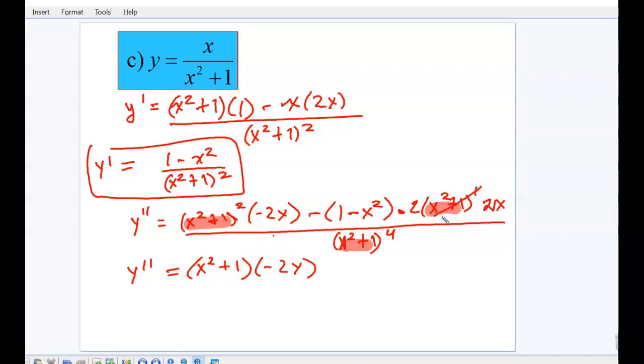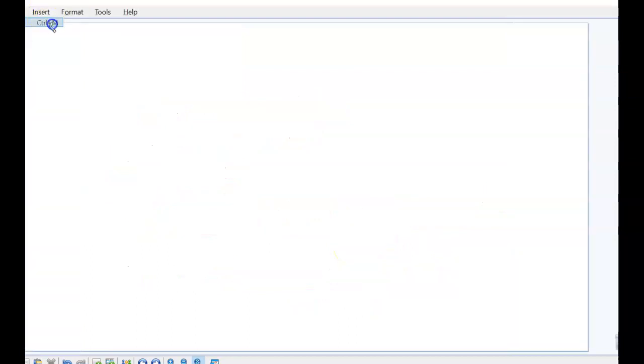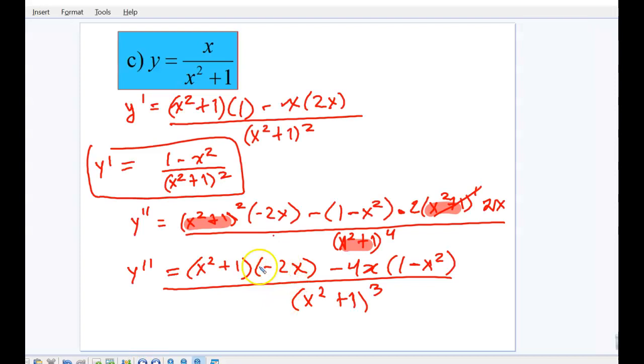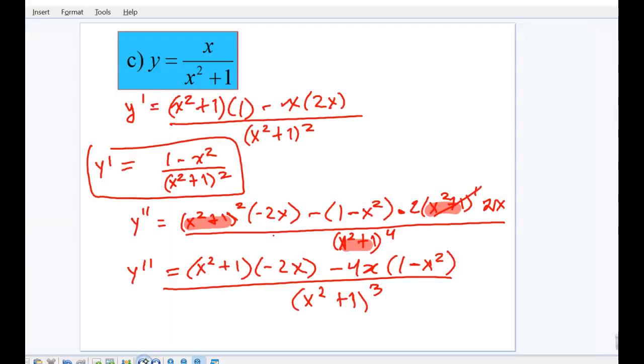This one's going to be gone, so I'm going to be left with 2x times 2, which is going to be negative 4x times 1 minus x squared, and this is all over x squared plus 1 all to the power of 3. So basically, I've taken one x squared plus 1 out of all three terms. Now, if I simplify this, I'm going to get negative 2x cubed minus 2x. And if I distribute here, I get negative 4x plus 4x squared.